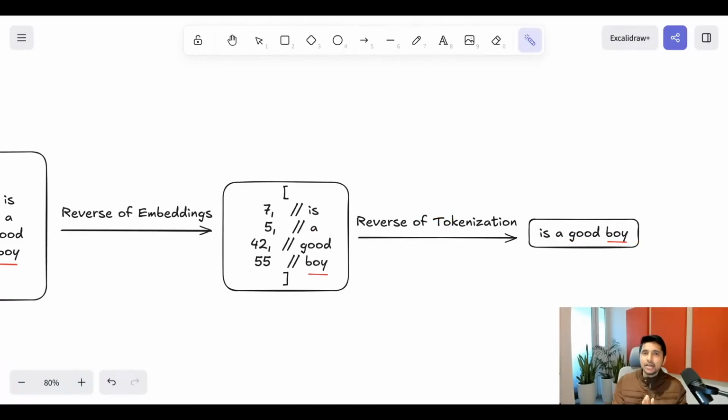So we feed the numbers, we get numbers, and we remap them using the mapping file from number to text. And this is what everyone is doing internally: ChatGPT, Gemini, whatever models we have on the internet.